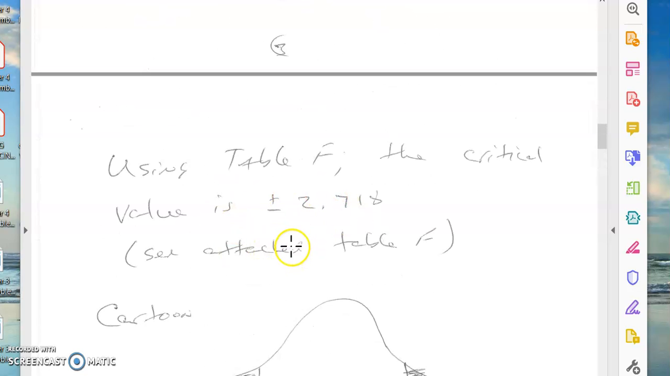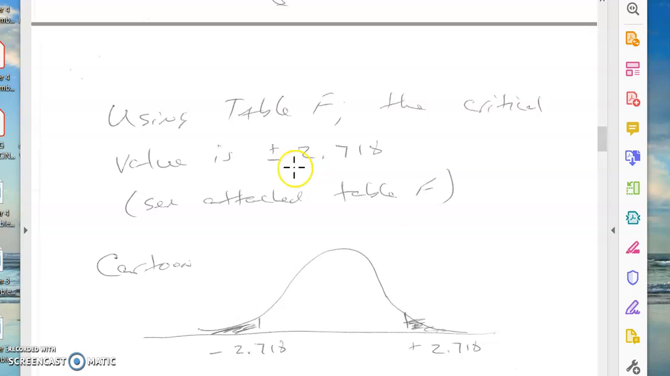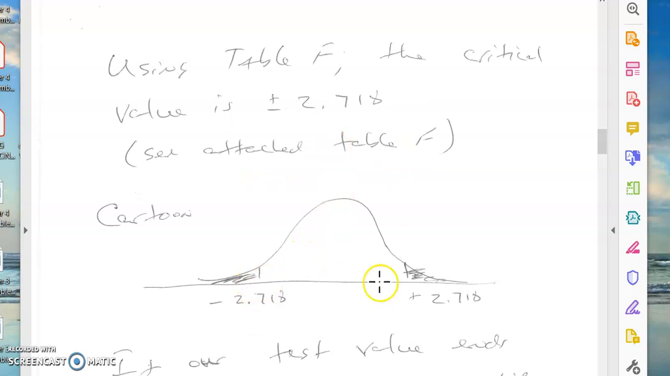Okay, so the critical value is 2.718. Now it's plus or minus 2.718 because it's a two-tailed test. Okay, so that's how we determine what the critical value is.